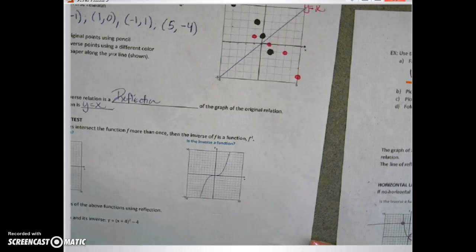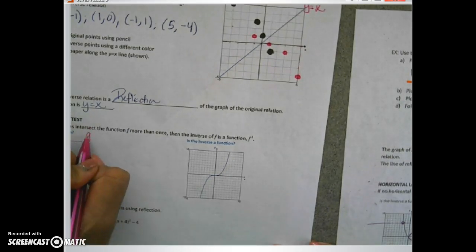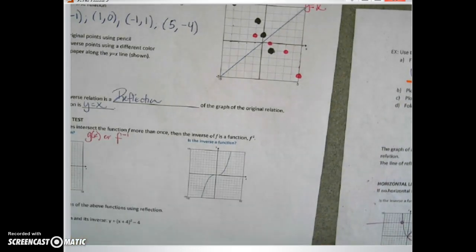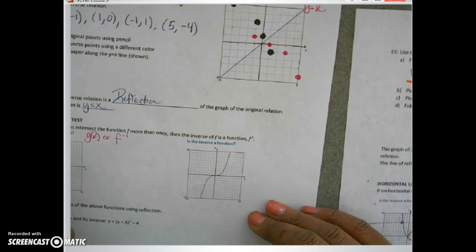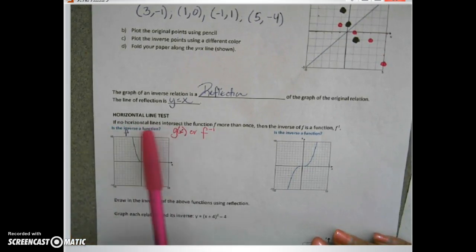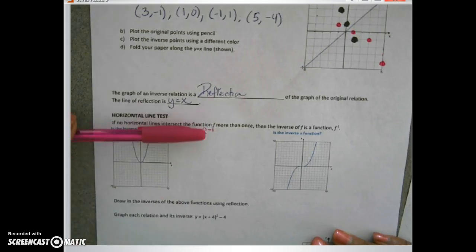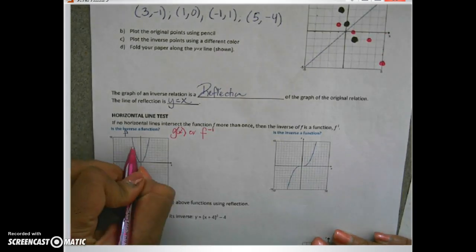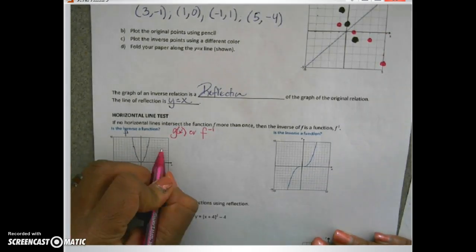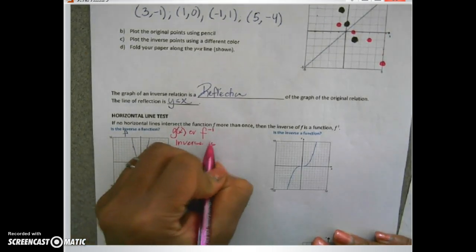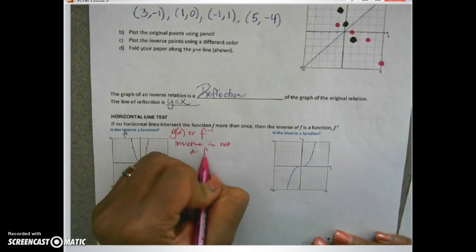The horizontal line test, though, so this is for the function f. But for its inverse, which I'm going to call g of x, or f inverse, does it pass the horizontal line test? Because remember, everything switches. Instead of checking to see if it passes the horizontal line test, its inverse would need to pass the vertical line, the horizontal line test. This fails, because it would hit it twice. So I'm going to say that the inverse is not a function.